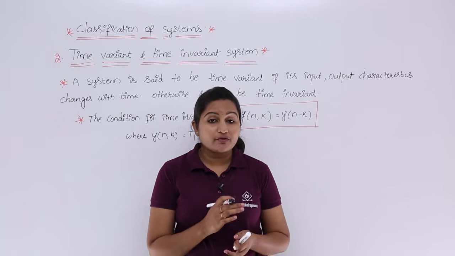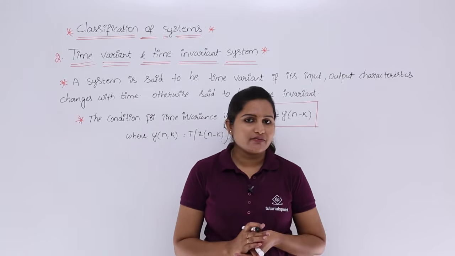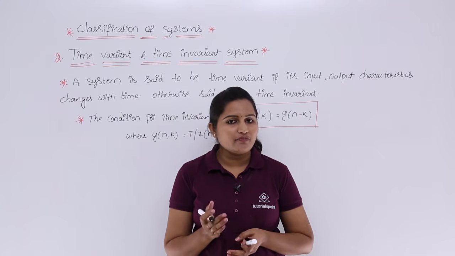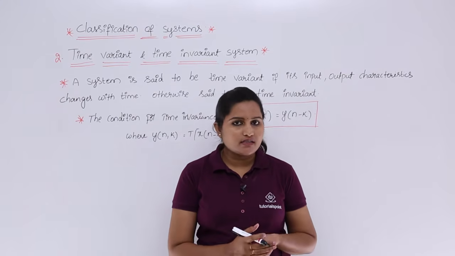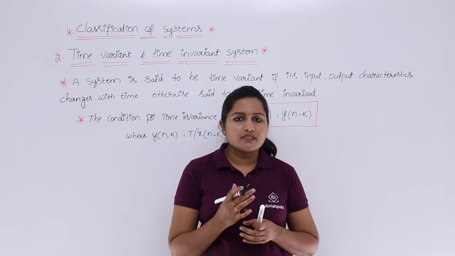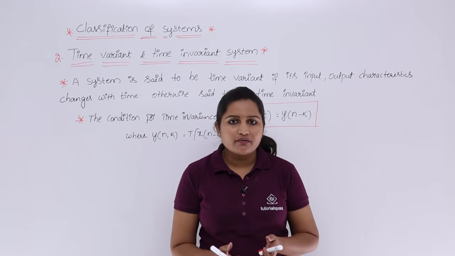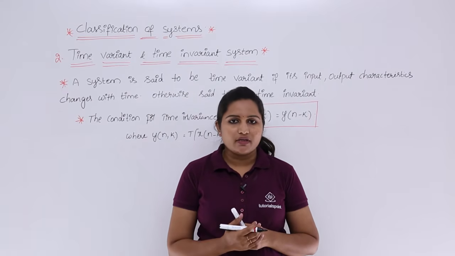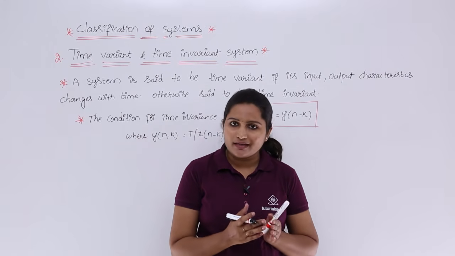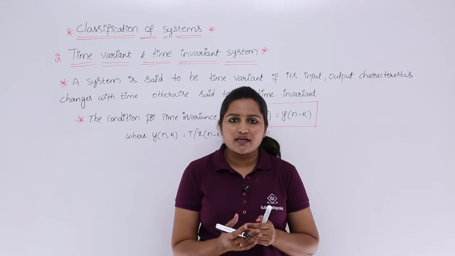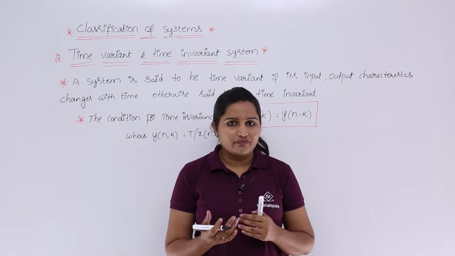In this video, we are going to discuss the second classification of our systems, that is time variant and time invariant systems. Now, coming to time variant system, if the input and output response of the system vary with time, that is called time variant, otherwise it is called time invariant. That means the input output characteristics of a system do not vary with time, that is time invariant.